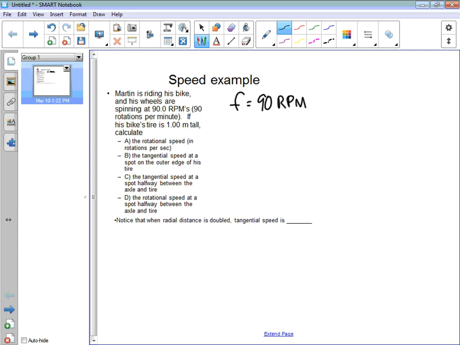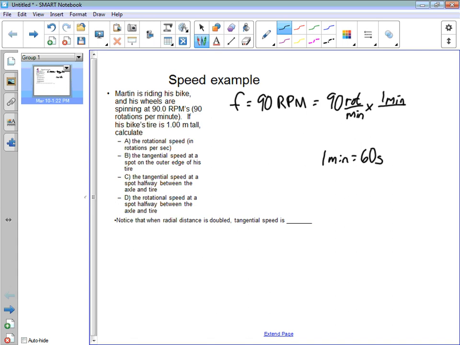So per minute, and I want to convert into seconds, or rotations per second. That's just a simple conversion. What are we going to do? 60 seconds, 1 minute. 90. Well, you can use dimensional analysis. Yes. 1 minute is 60 seconds. Where am I going to put minutes? On top or on the bottom? Top. Train tracks.